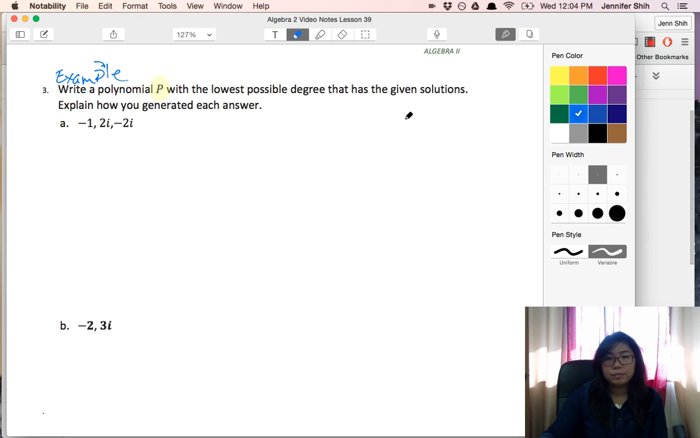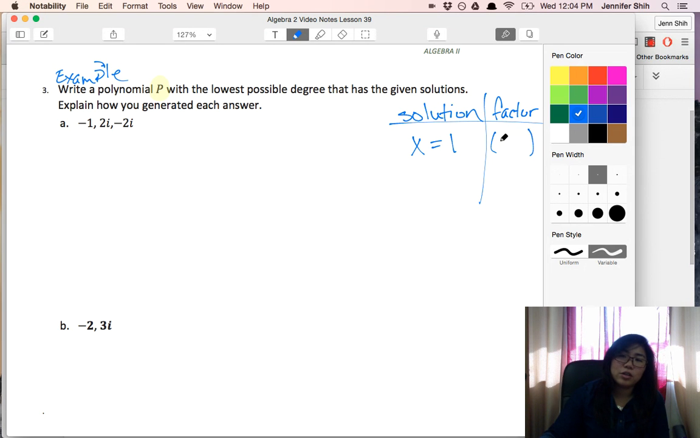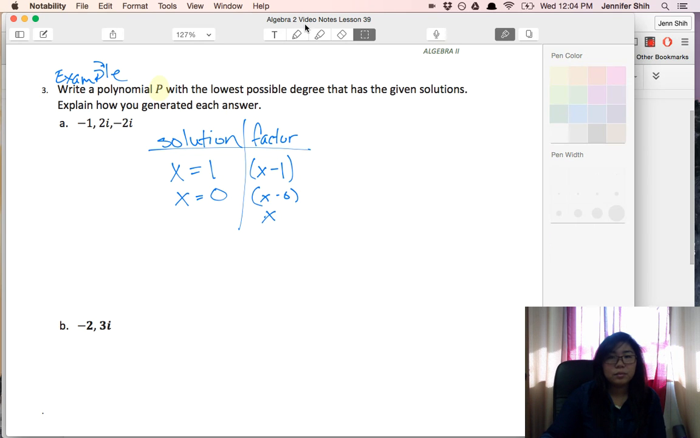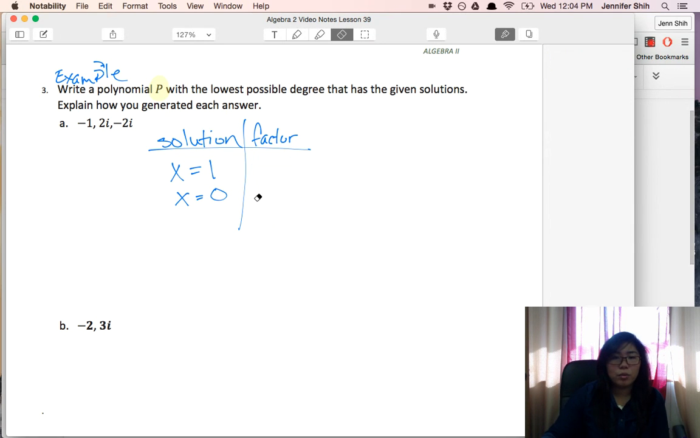So say we have a solution, and then we have our factor. If I had x equal to 1 as my solution, my factor would be x minus 1. We've practiced this lots before. If my solution was 0, my factor would be x minus 0, or it would just be x. So we're going to start with our solutions, and then we're going to move them over to factors. Sound good? Let's take a look at what we have.